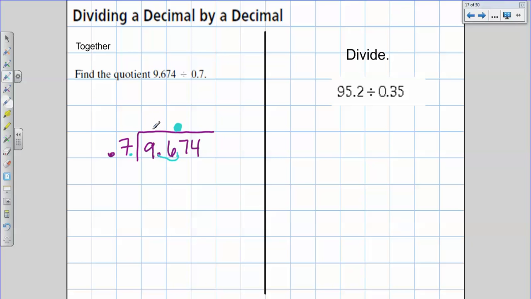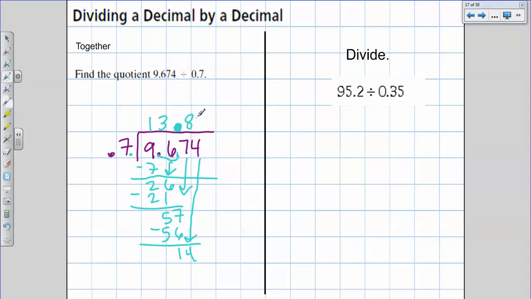7 goes into 9 one time. That gives me 7. Now I should have 26. 7 goes into 26 three times. That gives me 21. 7 goes into 57 8 times. That gives me 56. Bring down my 4. 7 goes into 14 2 times. So my final answer should be 13 and 82 hundredths.